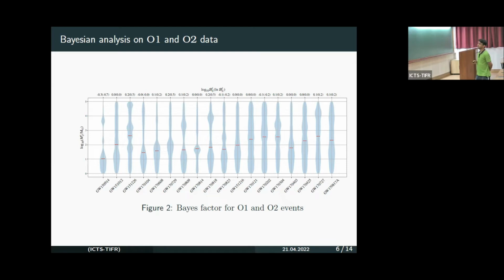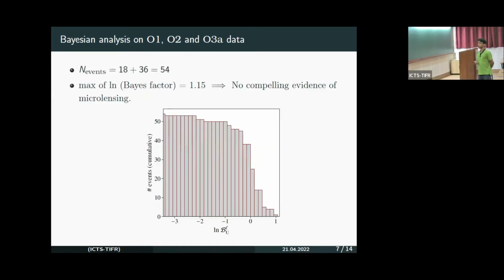If we focus on the first event, it doesn't show any kind of sharp peak in the posterior, which is a signature that it is not lensed. All the other posteriors are also broad. And if you look at the statistic values, the maximum observed in the O1 and O2 events is 0.2 in terms of log10, and 0.5 in terms of ln Bayes factor. So these values are quite small to support the lensing hypothesis. Okay, so this is all about O1 and O2.